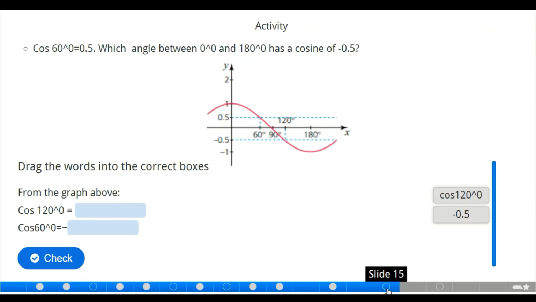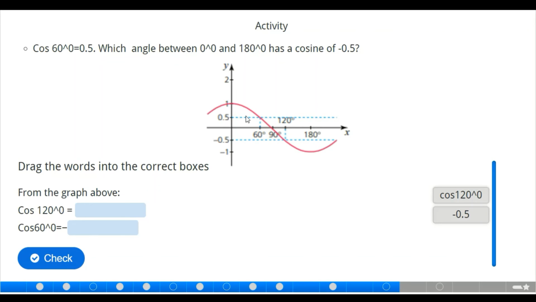Okay, now we have another activity. We have cos 60 degrees equals 0.5. So which other angle between 0 degrees and 180 degrees has a cosine of minus 0.5? Based on the interval we are using, we start with an interval of 30. Cos 30 will not give us 0.5. Cos 60 gives us 0.5. Let's see what cos 120 says. Cos 120 will give us minus 0.5. So if that is the case, then 120 is the answer to this given problem on this curve.